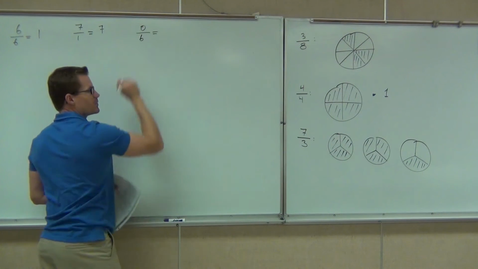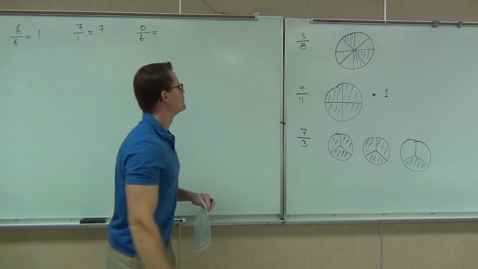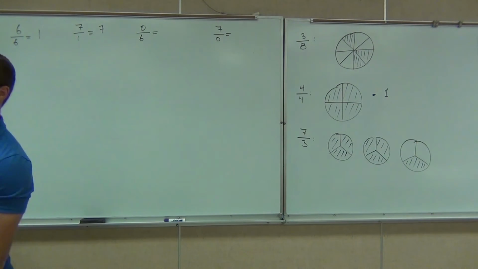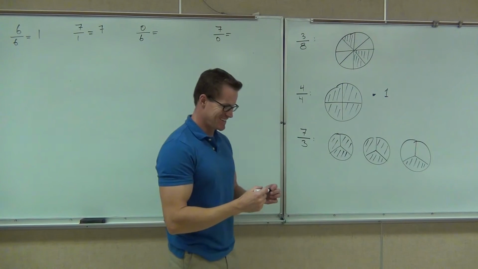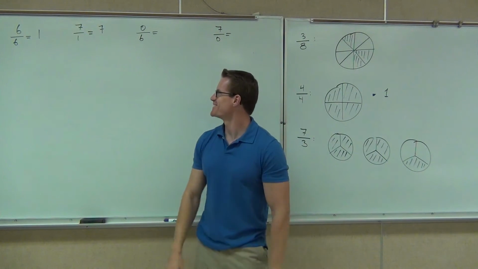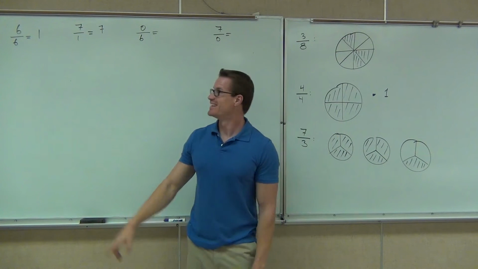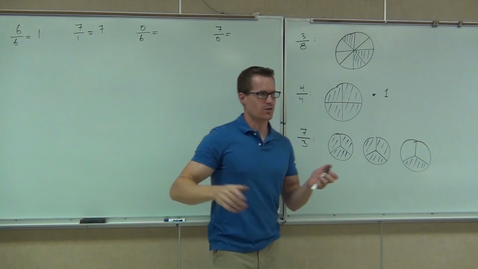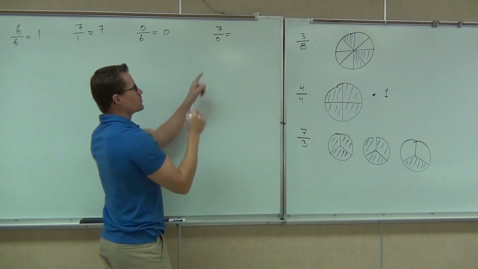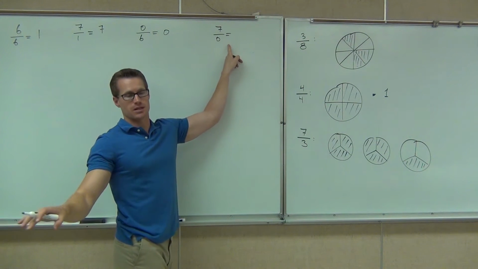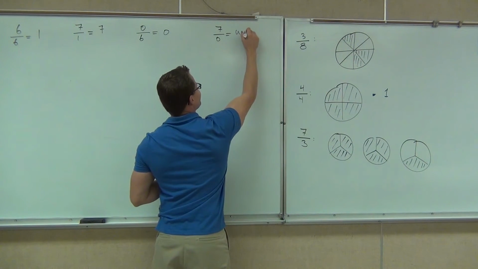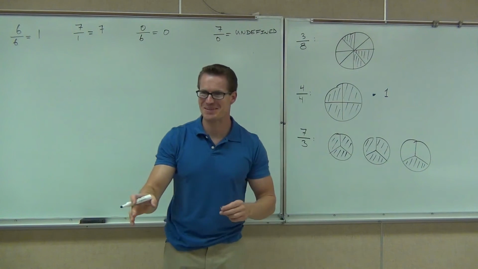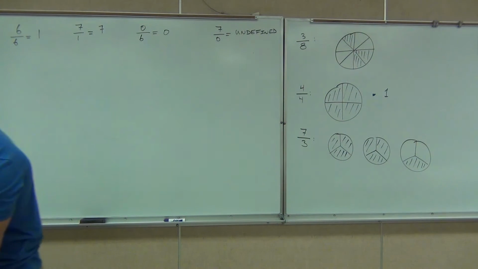0 over 6, ladies and gentlemen. How much is that? Okay. One of them's good and one of them's bad. Which one is good and which one is bad? 0 over 6. 7 over 0. Good? Yeah. Good. What does this equal? 0. Yeah, don't give me 6 or anything crazy. That equals 0. And this one equals? Undefined. It does not equal 0. It's undefined. But I liked the enthusiasm. Awesome. She was ready for that one.